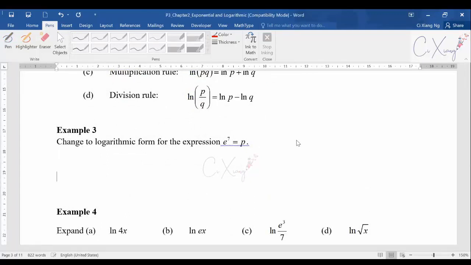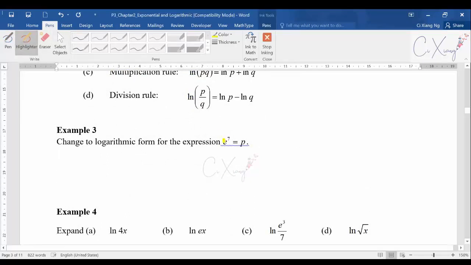In example 3, they just want you to change the equation e power 7 equals p and make it become logarithmic form. Do you remember, when you want to change it to log form, you move the base number to the other side, so it becomes log base e of p. And then the power here, you pull it down to become a number, so it becomes 7. If you want to write it in a more detailed way, log base e is ln, so you have ln p equals 7. So you are changing the exponential form into the logarithmic form.